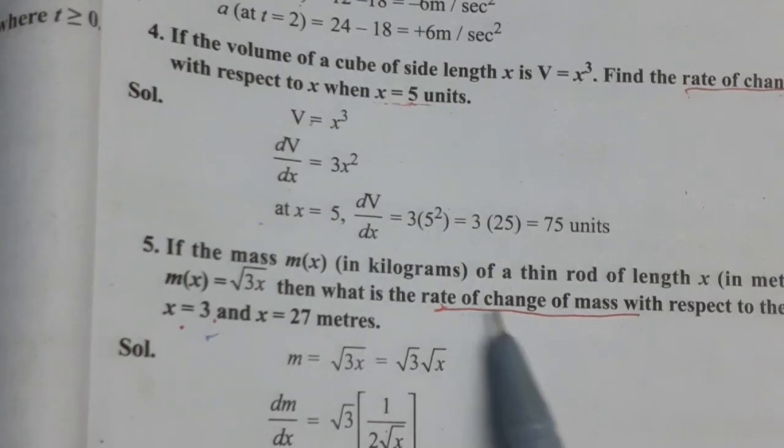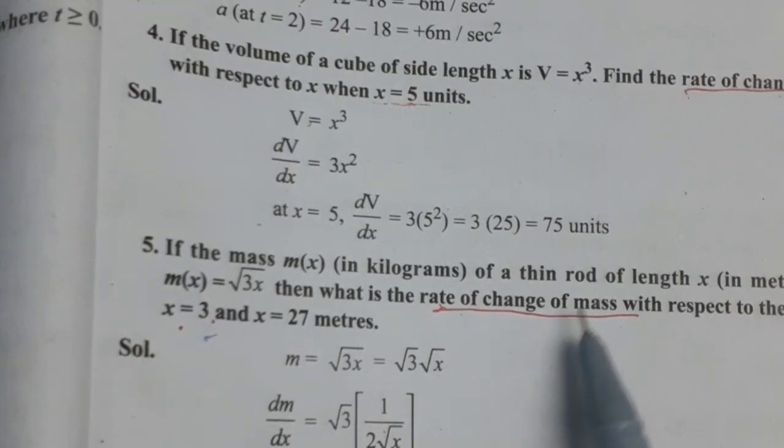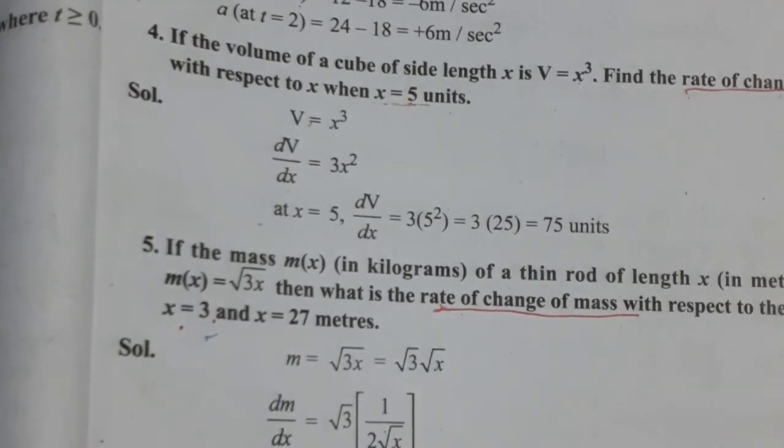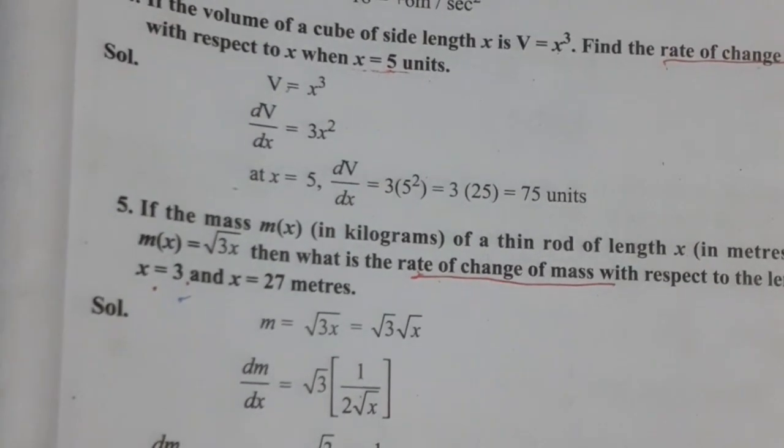What do you understand? The rate of change of mass is nothing but what? Differentiate the given mass. We have the given mass, we differentiate it, substitute x is equal to 3, x is equal to 27, and we get the result. Very easy sum only. Come to the sixth one.